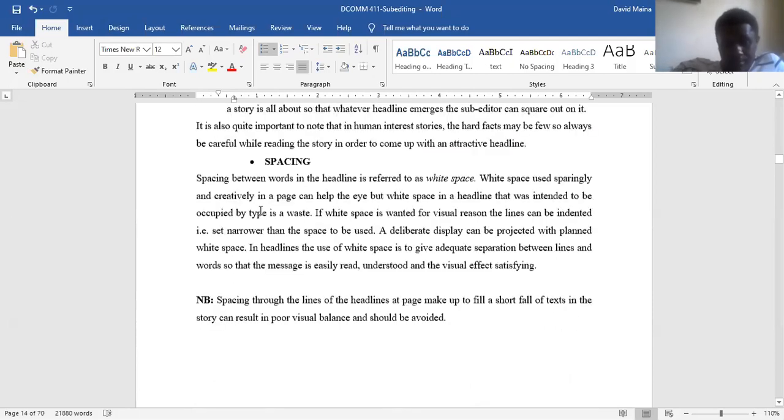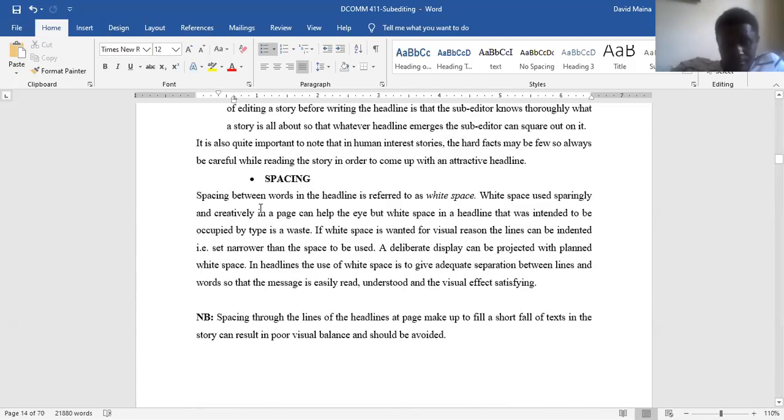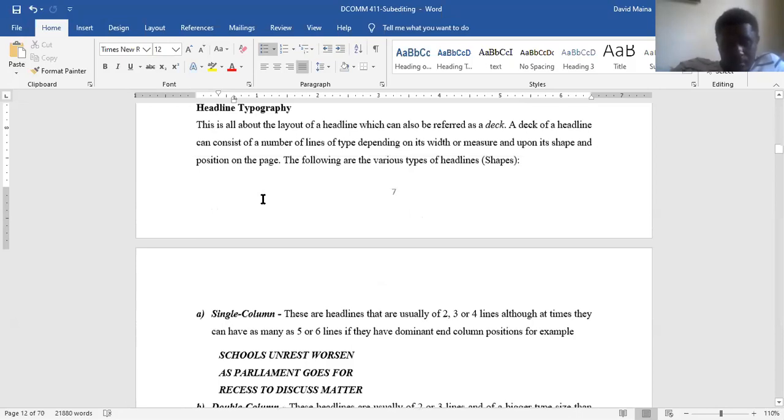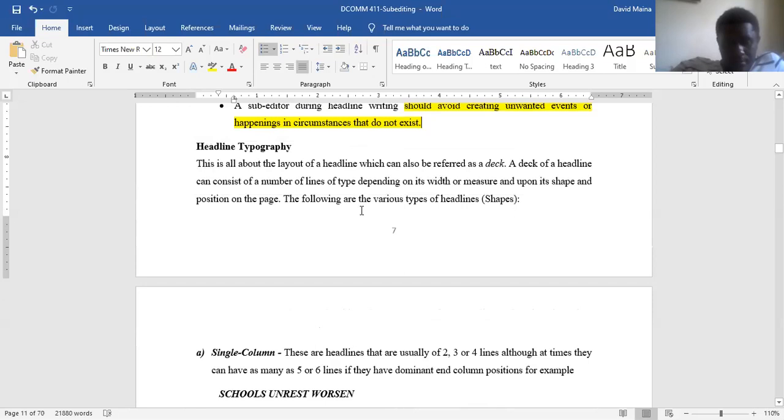I can see time yetu imeisha. So mimi nitakuacha usome headline typography so that next week we start on it, but we can go through it very fast. So this is all about the layout of headlines. The layout of headlines is also referred to as a deck.